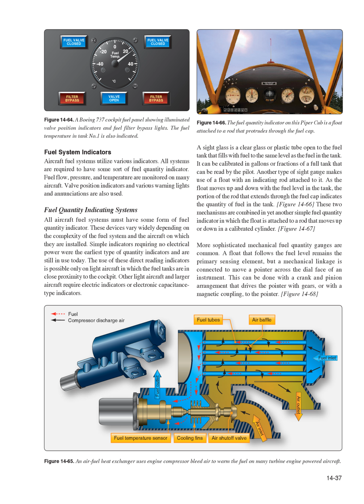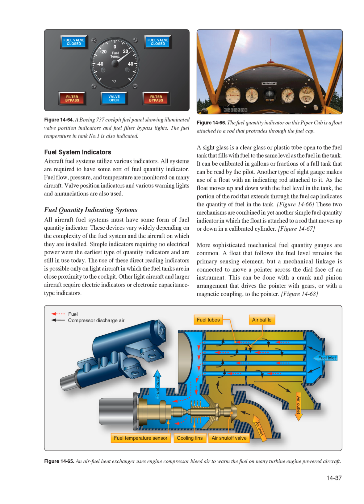A sight glass is a clear glass or plastic tube open to the fuel tank that fills with fuel to the same level as the fuel in the tank. It can be calibrated in gallons or fractions of a full tank that can be read by the pilot. Another type of sight gauge makes use of a float with an indicating rod attached to it. As the float moves up and down with the fuel level in the tank, the portion of the rod that extends through the fuel cap indicates the quantity of fuel in the tank.